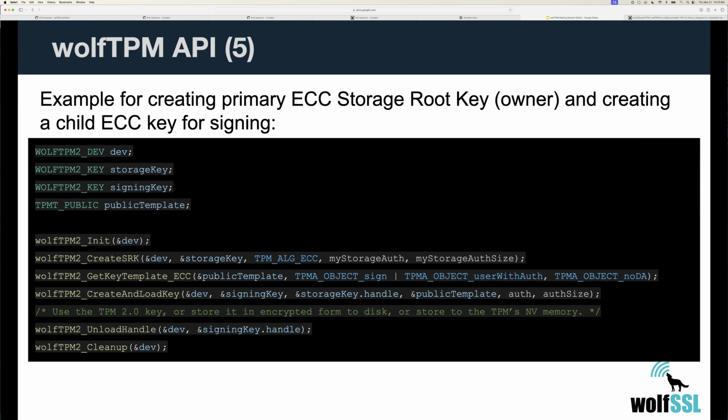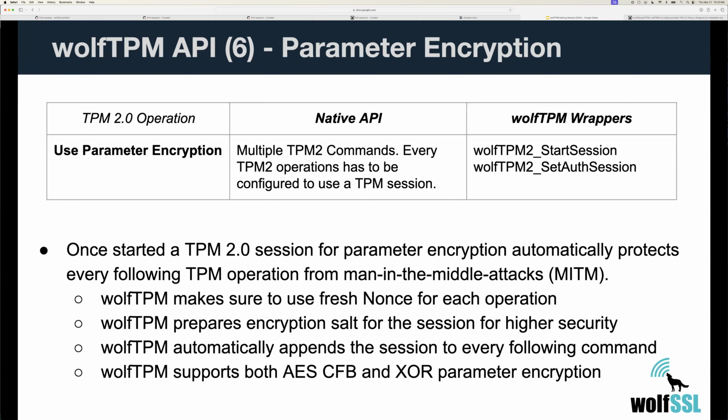So here's just a code snippet for what it looks like to create a storage root key, and to create an ECC key under that, which would then give you a key that you could sign with. And we have so many examples in wolfTPM for this type of thing, and I'll go into those a little bit more. But it shows you how easy it is to do this. I think I also have an example for how to use parameter encryption.